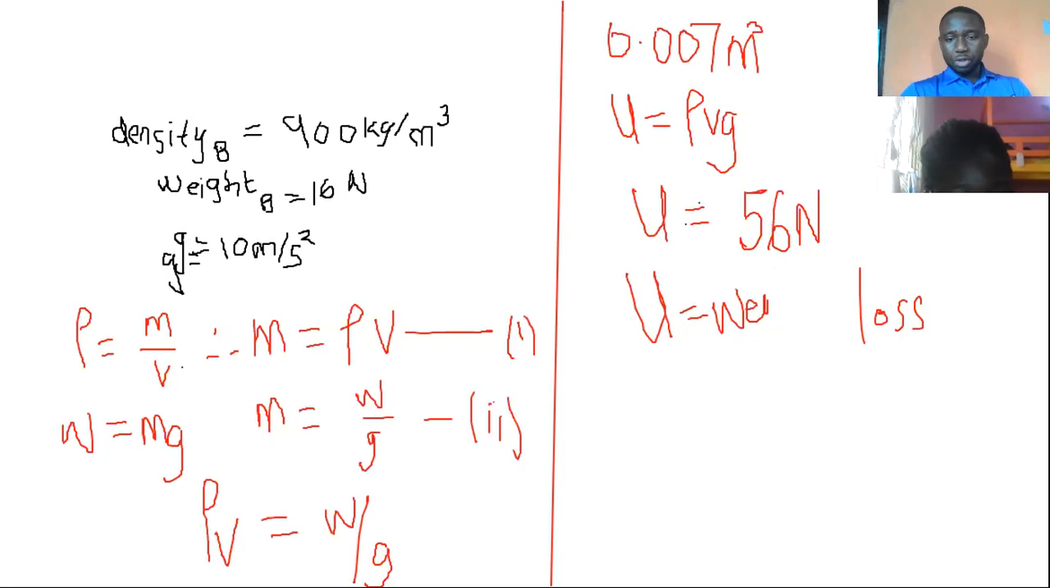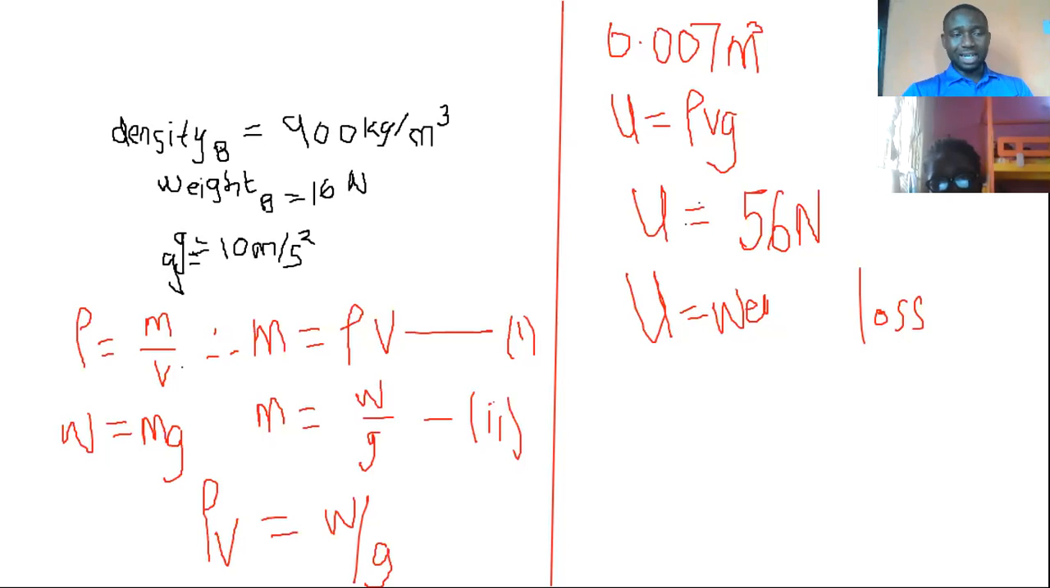Now, we've been able to get the upthrust, which is the weight loss of the body. We've established that the weight loss is 56. The question was, find the weight of the metal block when it is completely immersed. So when the metal block is immersed in the paraffin wax, they wanted us to find its weight. Remember, it has displaced 56 Newton.